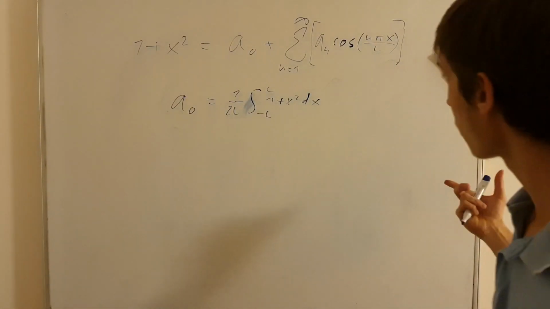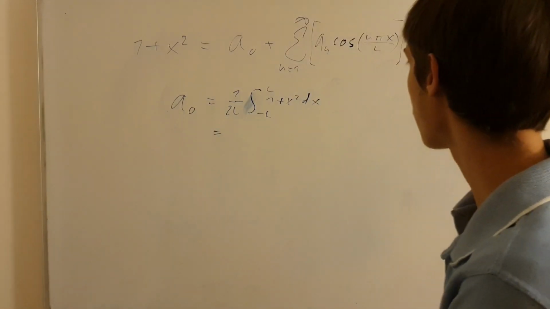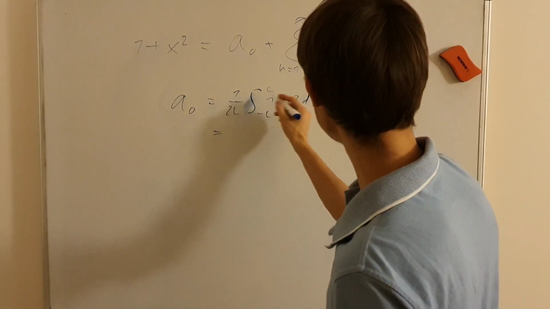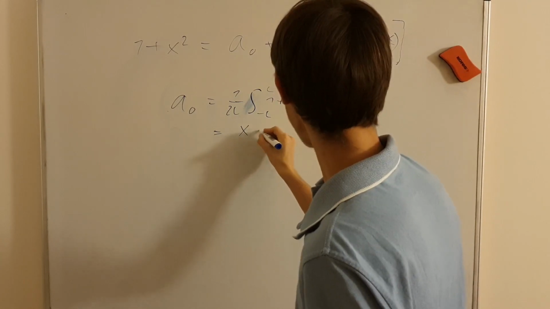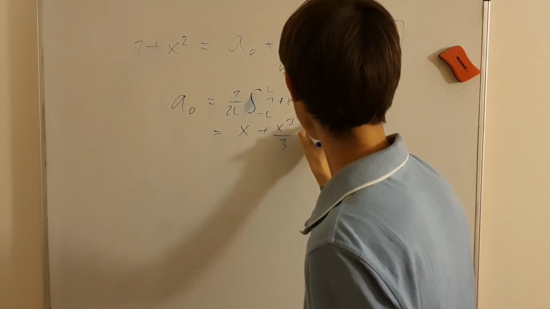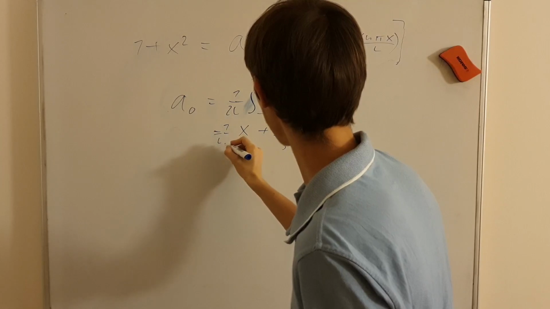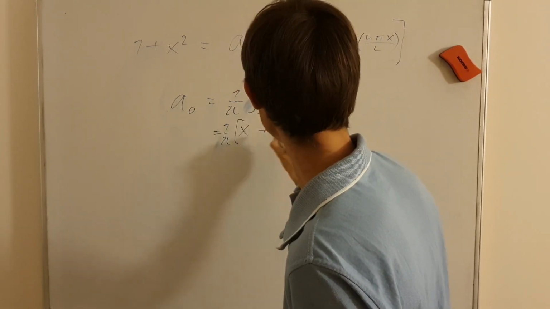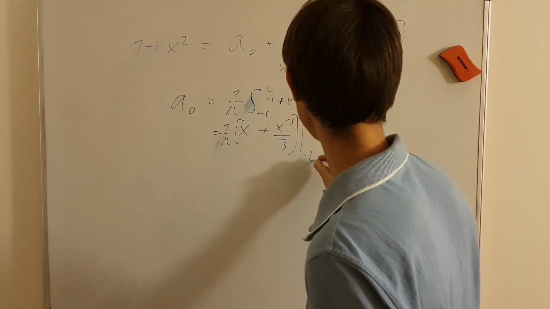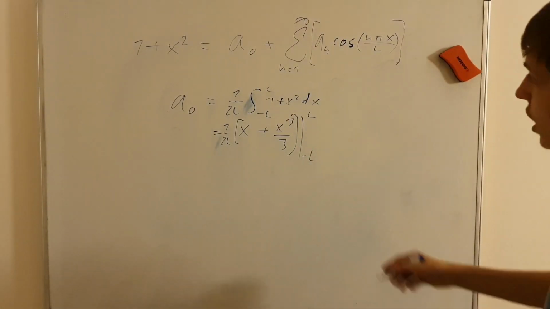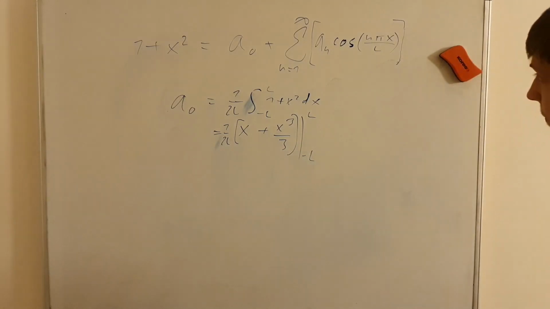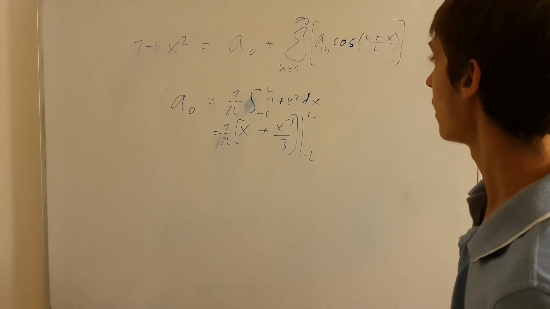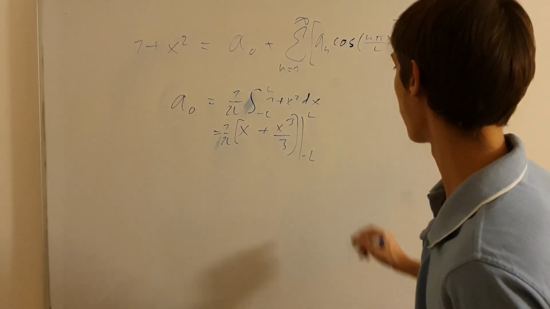Alright. So calculating this is like calculating a normal integral. What I will do is basically take the integral with respect to x, giving x plus x to the third over 3, and 1 over 2L in front. So it's 1 over 2L right here, and this entire thing gets evaluated at L and minus L. Just to check, it's x plus x to the third over 3, evaluated at L and minus L, and all that multiplied by 1 over 2L.